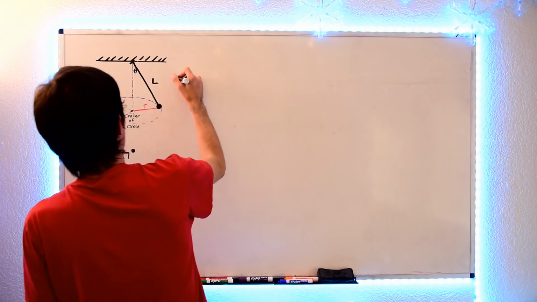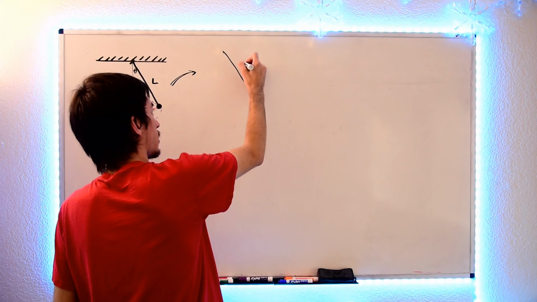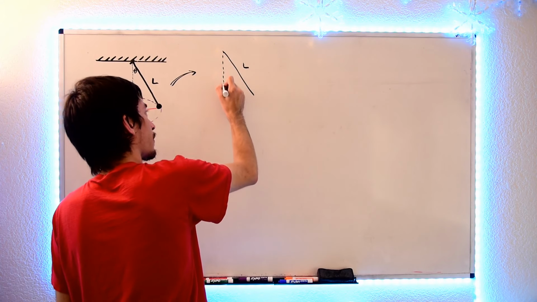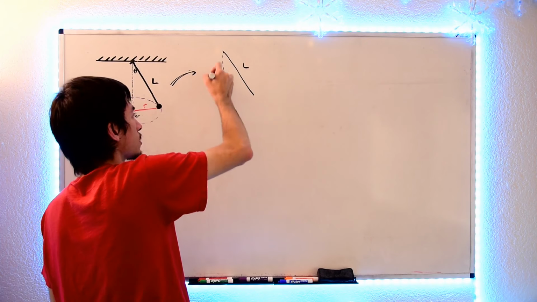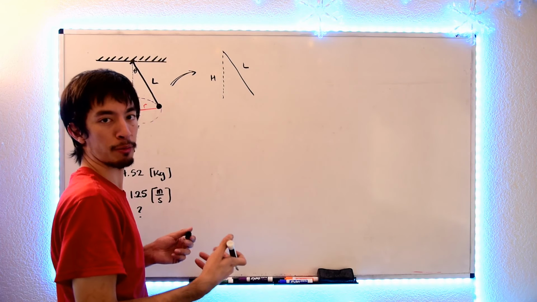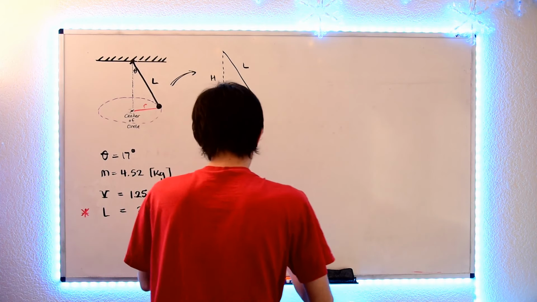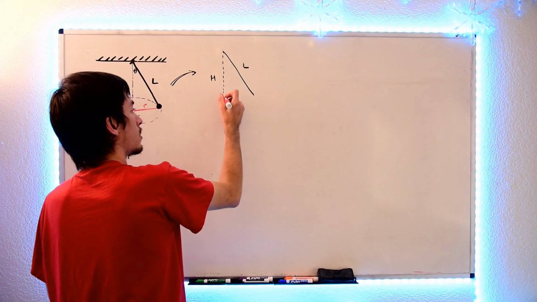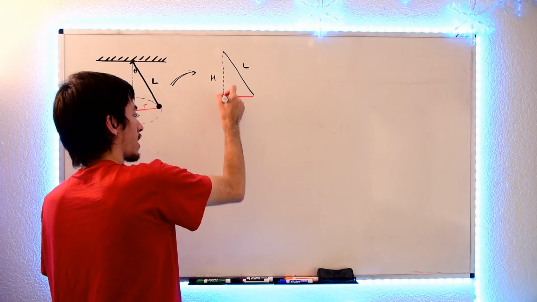So if I focus on that part from the side, L, let's call this vertical distance here H. We may not ever use it in the problem, but just in case, let's call it H. And then the radius of the circle goes horizontally like this, and that's R. And this is at a right angle.